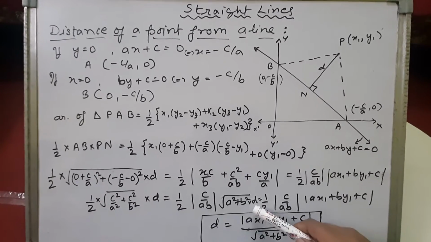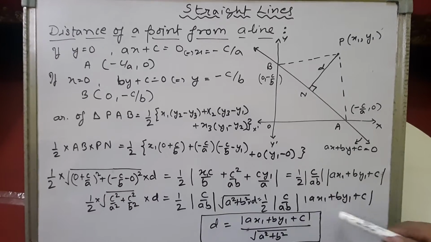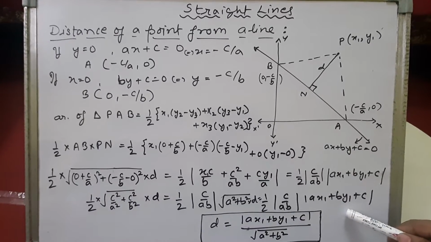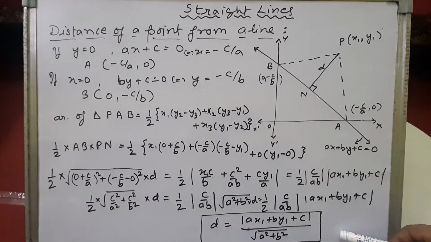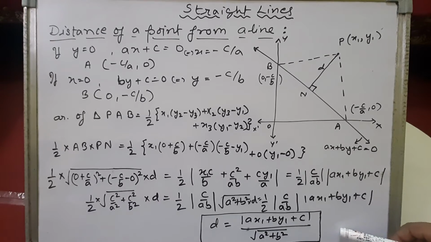Children, d was left out here, so there must be d here. So when we cross multiply this, under root a square plus b square, we'll get the value of d as mod of ax1 plus by1 plus c upon under root a square plus b square. So this is the perpendicular distance from a point to the line. Alright children, please note down.